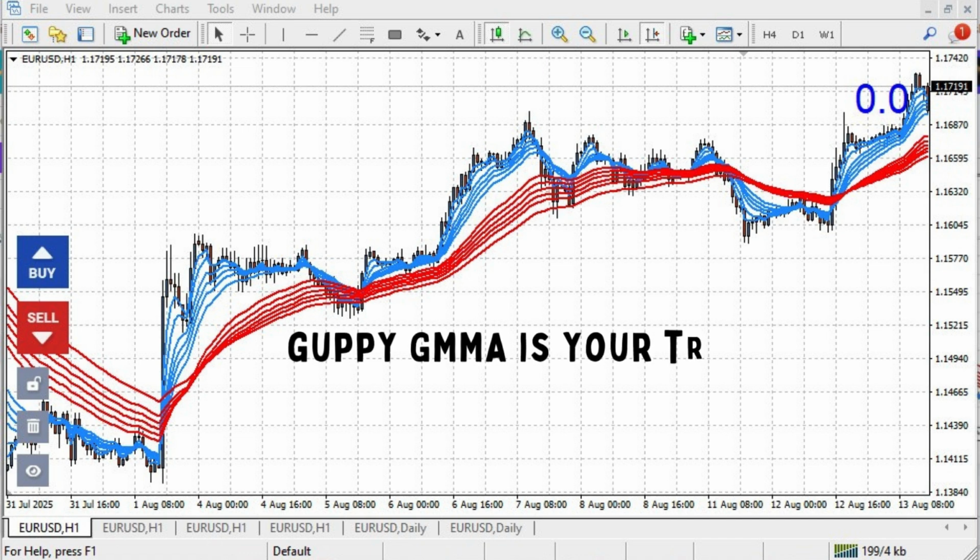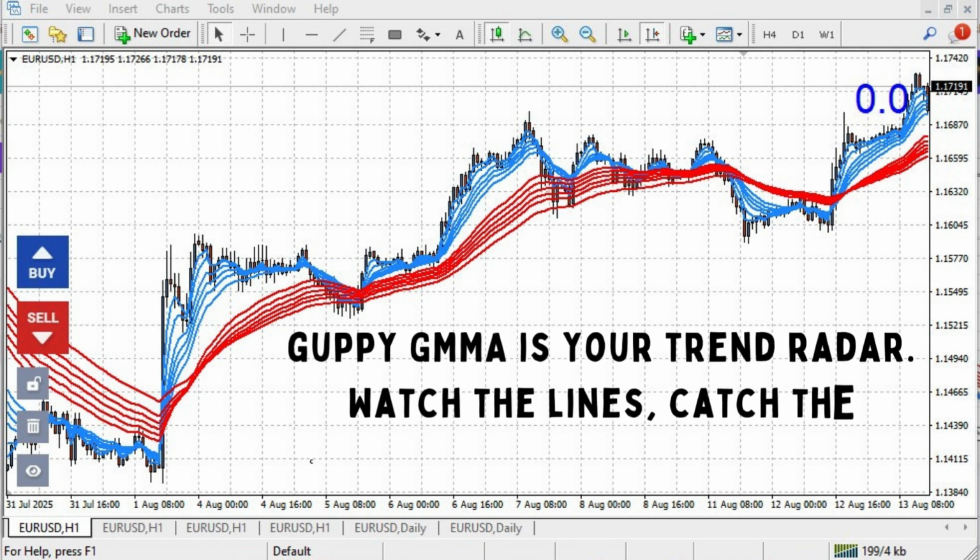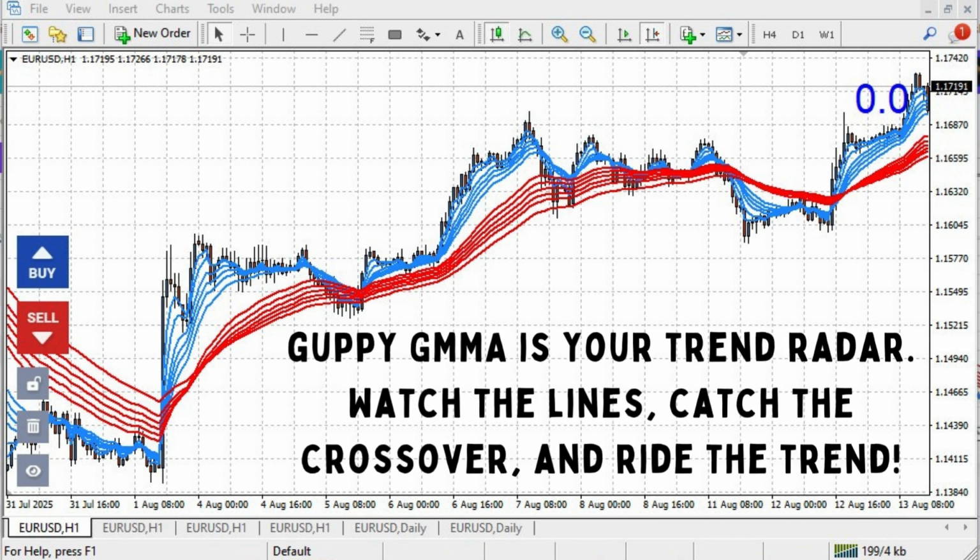Guppy GMMA is your trend radar. Watch the lines, catch the crossover, and ride the trend.